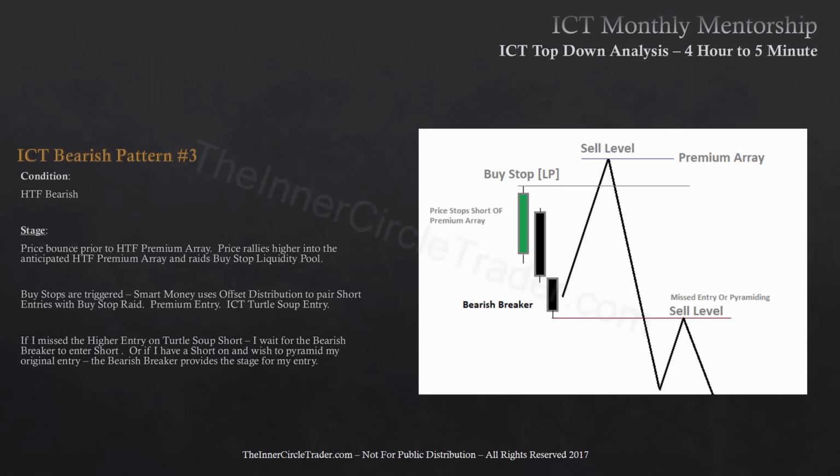Once the breaker is traded back up to, I can look to sell short there because my confidence level is very strong because the breaker has done its job. It ran the buy stops, and price will not want to give it an opportunity to go back up to that level. And don't think at this moment there's going to be an optimal trade entry near where it says the sell level, the higher premium array.